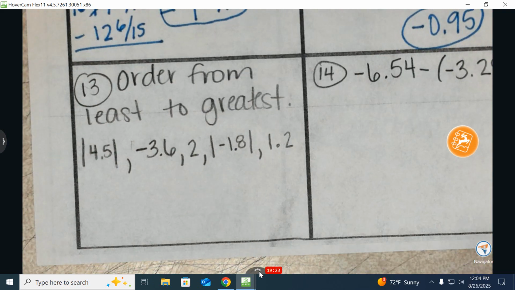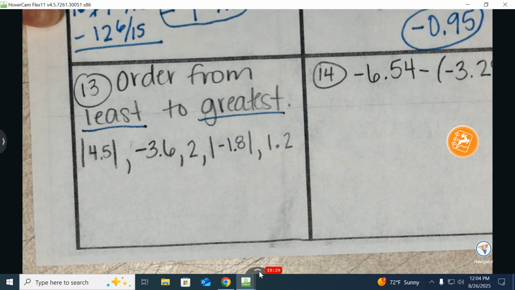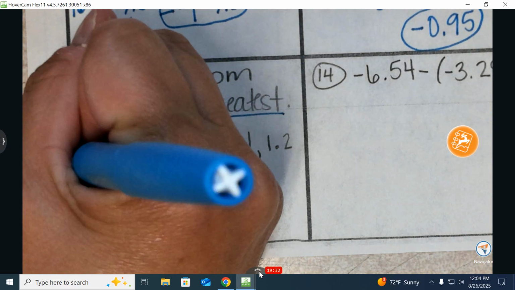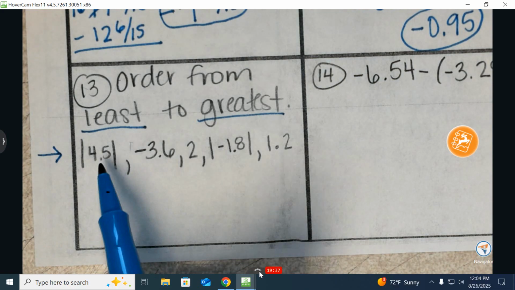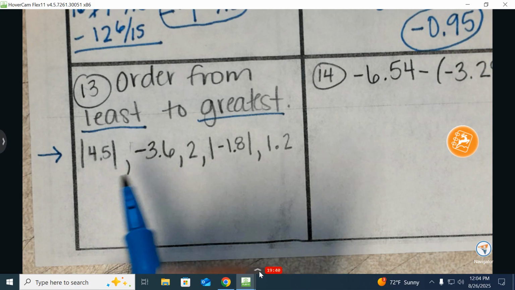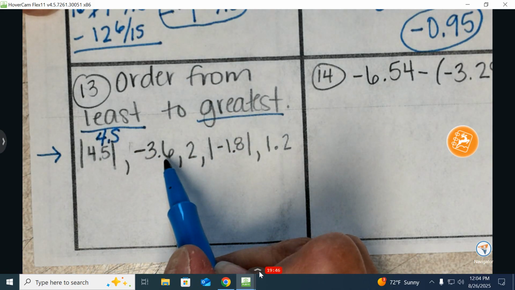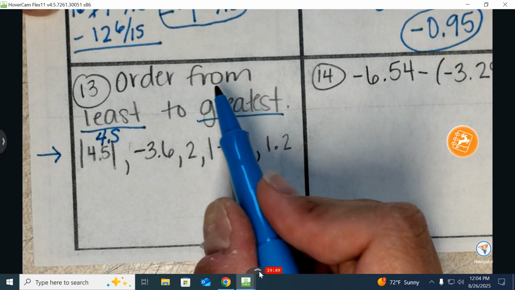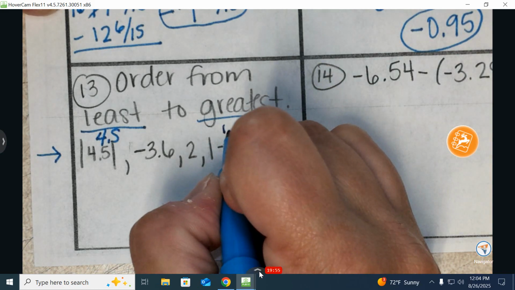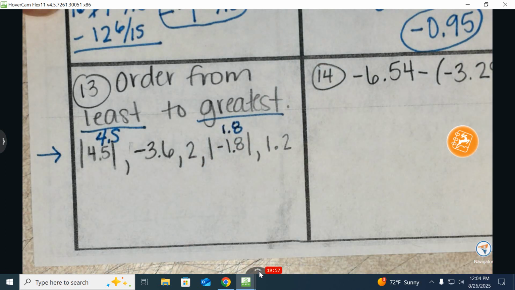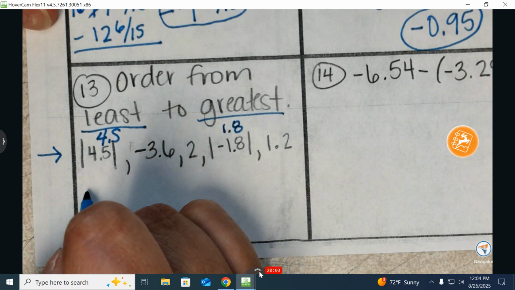All right, number 13, it says order from least to greatest. Least to greatest. And when they order it, they want you to use these numbers to order it, not what we find them to be. Okay, so the absolute value of 4.5 is 4.5. That one's negative 3.6. That one is 2. The absolute value of negative 1.8 is positive 1.8. And then 1.2. So the least number is going to be the one that doesn't have the absolute value. That's negative 3.6.